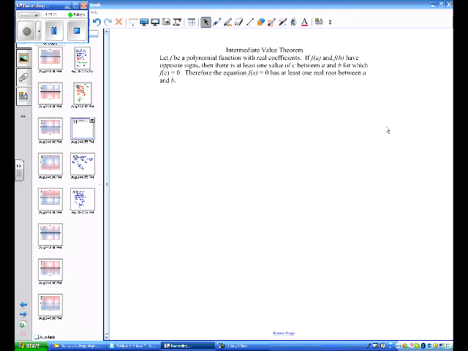What it says is, let f be a polynomial function with real coefficients. If f of a and f of b have opposite signs, then there is at least one value of c between a and b for which f of c equals 0. Therefore, the equation f of x equals 0 has at least one real root between a and b.